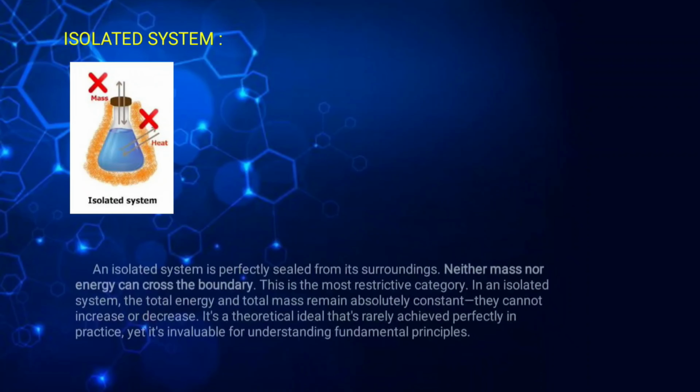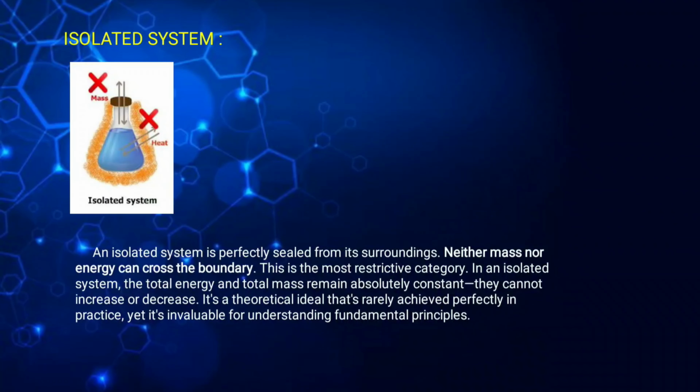And next, isolated system. An isolated system is perfectly sealed from its surroundings. Neither mass nor energy can cross the boundary. This is the most restrictive category. In an isolated system, the total energy and total mass remain absolutely constant. They cannot increase or decrease.